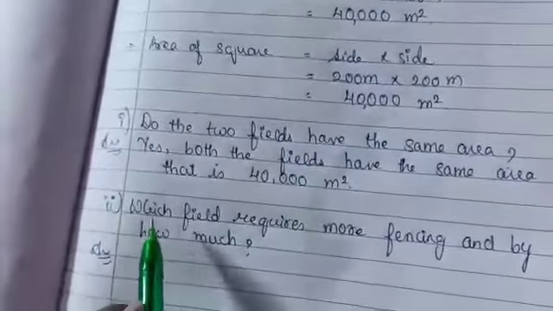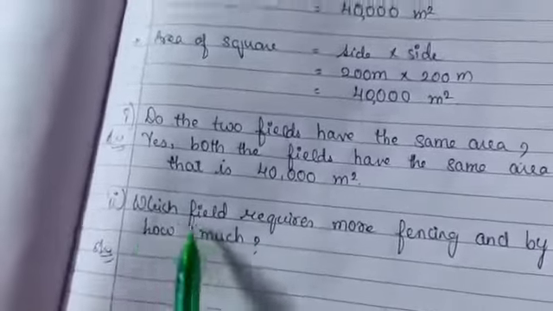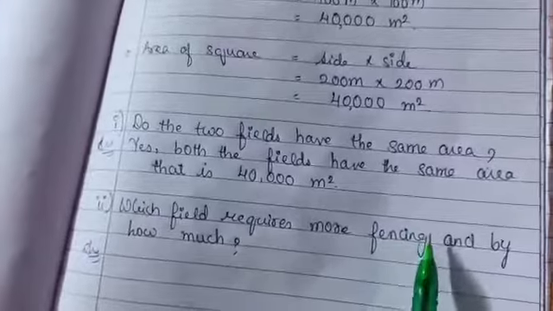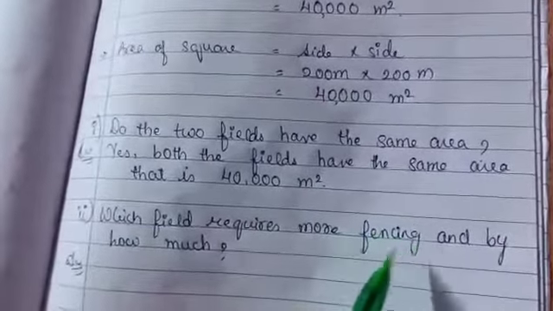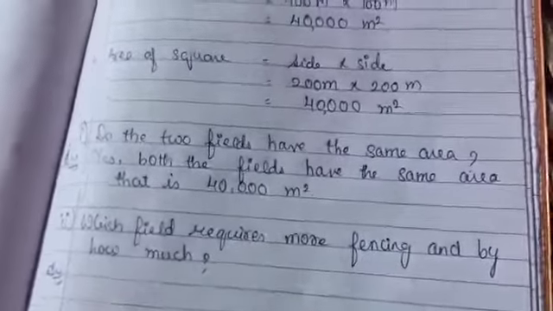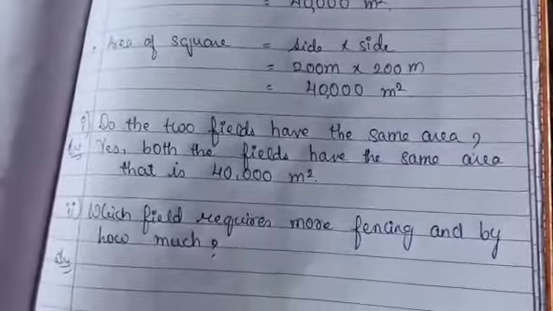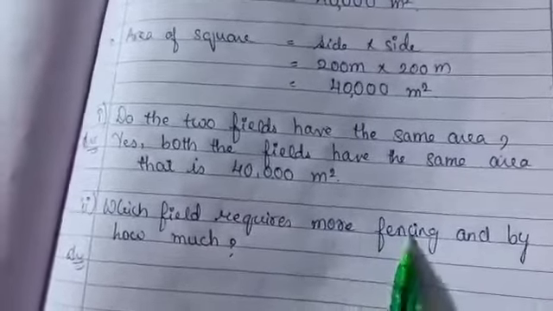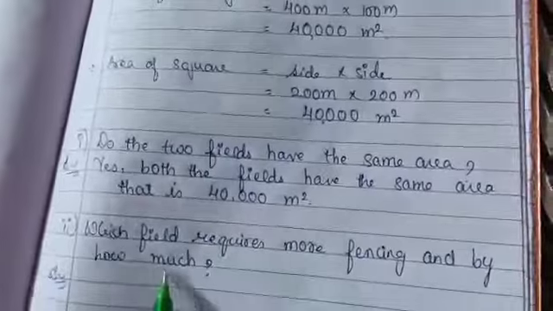The next question is, which field requires more fencing and by how much? Now what is the question here? Which field requires more fencing? Fencing means, you know, we put it on the boundaries. Okay, so fencing is always kept on the boundaries, not on the land. So here we need to find out the perimeter. First we will find the perimeter of the rectangle, then the perimeter of the square, and then we have to find out by how much.